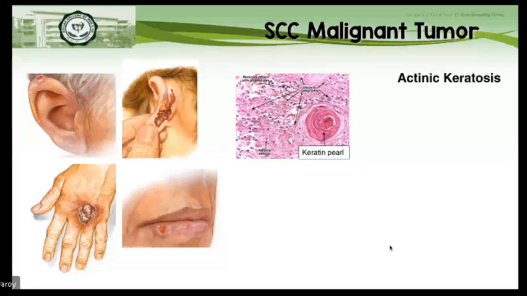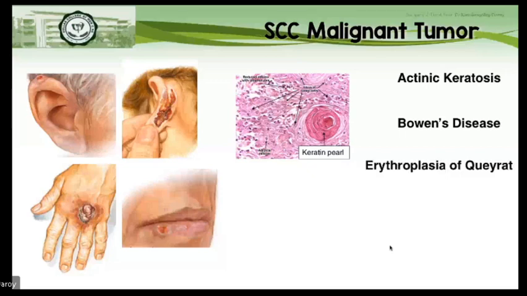So again, actinic keratosis is your precursor. Bowen's disease is the squamous carcinoma in situ. Erythroplasia of Queyrat is a penile squamous carcinoma in situ. And a squamous cell carcinoma that arises from a burn scar is called a Marjolin's ulcer. Treatment for your squamous cell carcinoma requires excision and sometimes Mohs surgery. They may also require lymph node biopsy and radiation or chemotherapy.